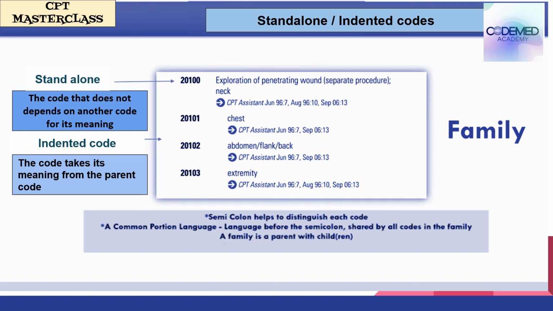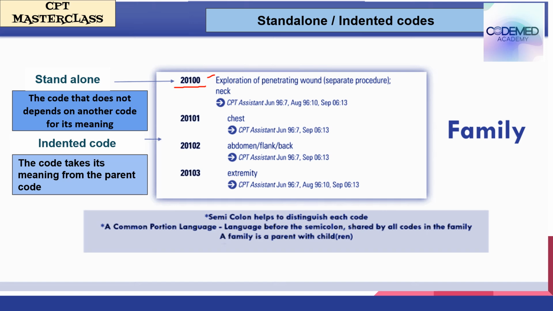Now this is a very important concept as far as the CPT book is concerned, so I want all of you to pay attention. There are two concepts: the standalone code and the indented code. What do you mean by standalone code? A standalone code is one that does not depend on another code for its meaning. What does it mean? So here the code 20100 is called a standalone code. Why? Because what does it say? It talks about exploration of penetrating wound, neck.